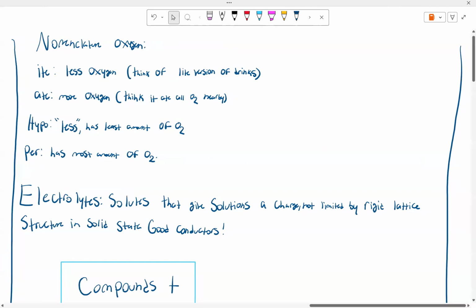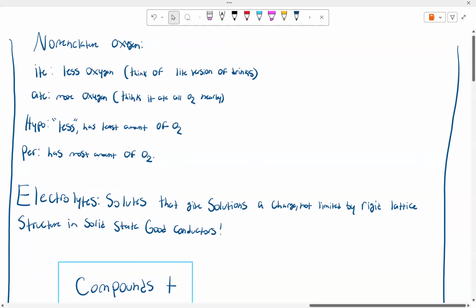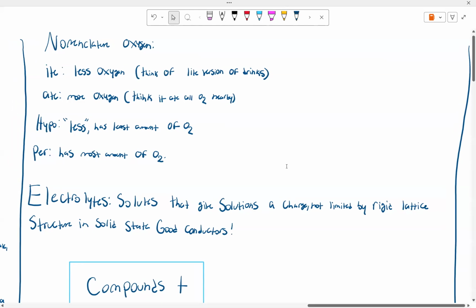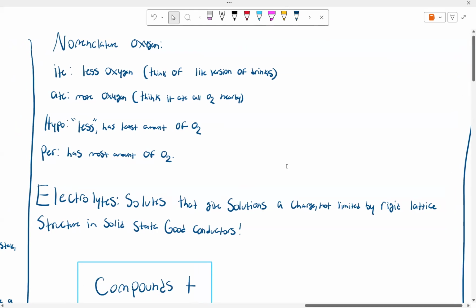And then last thing I kind of want to talk about is electrolytes. So those are solutes that give solutions a charge, but they are not limited by the rigid lattice structure because they are in a liquid state instead of a solid state. So they're good conductors. It allows those metals that have loose valence electrons, they're not really super drawn to their nucleus, to expand and do their thing, be a good conductor. That's important for electrochemistry, which is the last chapter of the Kaplan chemistry textbooks.